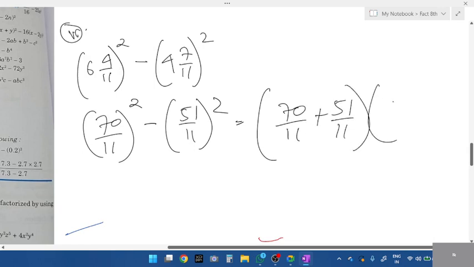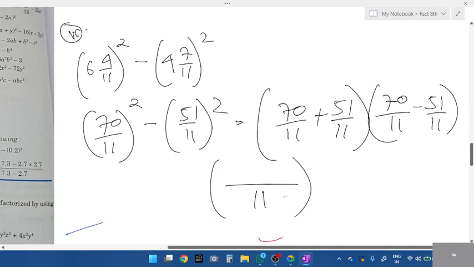If denominators are the same, do we need to take LCM? No, remember that the denominators are the same. Take it common. Don't need to take LCM. Add 70, 51.